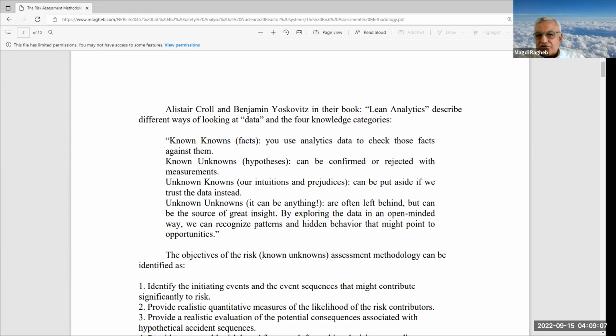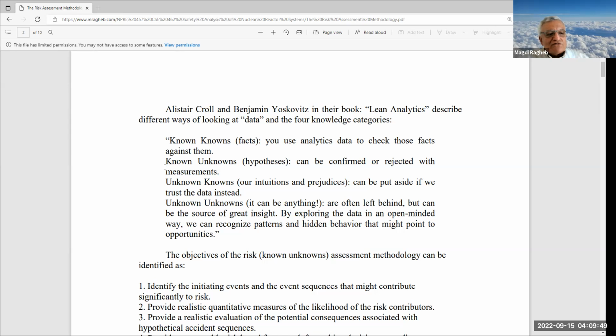All right, some other authors and philosophers, Alistair Croll and Benjamin Yoskovich, wrote a book, Lean Analytics. You have heard about analytics as a field of mathematics or engineering. They describe different ways of looking at data and four knowledge categories. Again, we go back to known knowns. This is what in a different context we call facts. And you use analytics data to check those facts against them. And that's part of the field, of course, of statistics and probability theory.